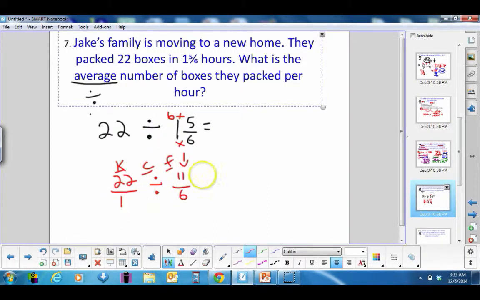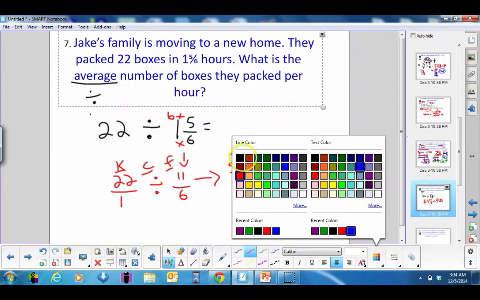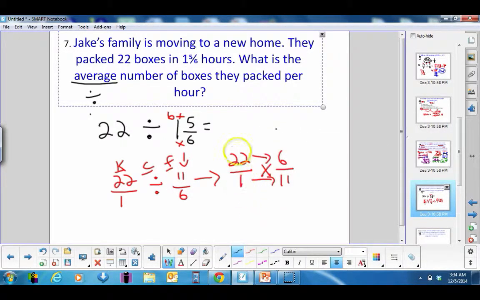Okay, so I'm going to write it over here. So I'm going to have 22 over 1, which we kept, change the division sign to multiplication, and then use the reciprocal. So 11 over 6 becomes 6 over 11. Okay, now we multiply it across. Alright, 22 times 6. So let's work that out really quickly.